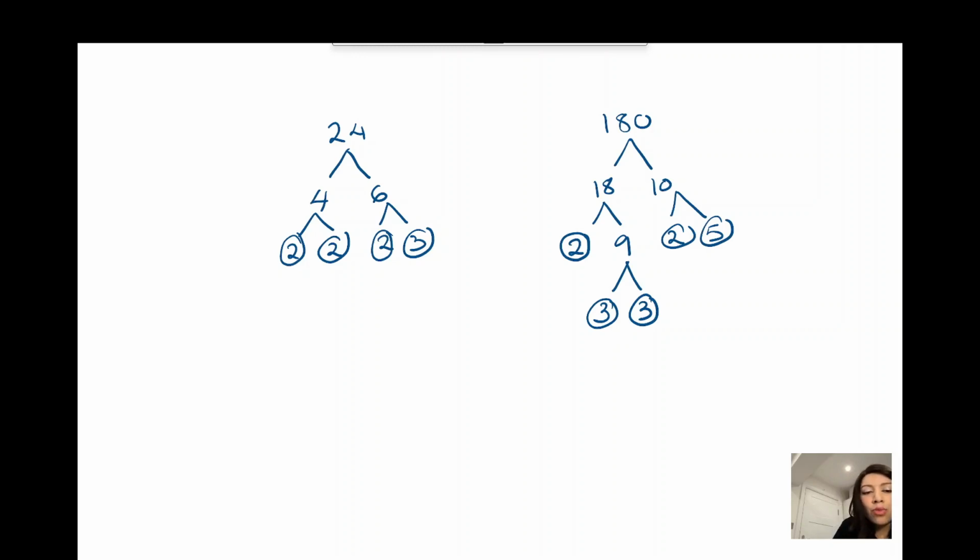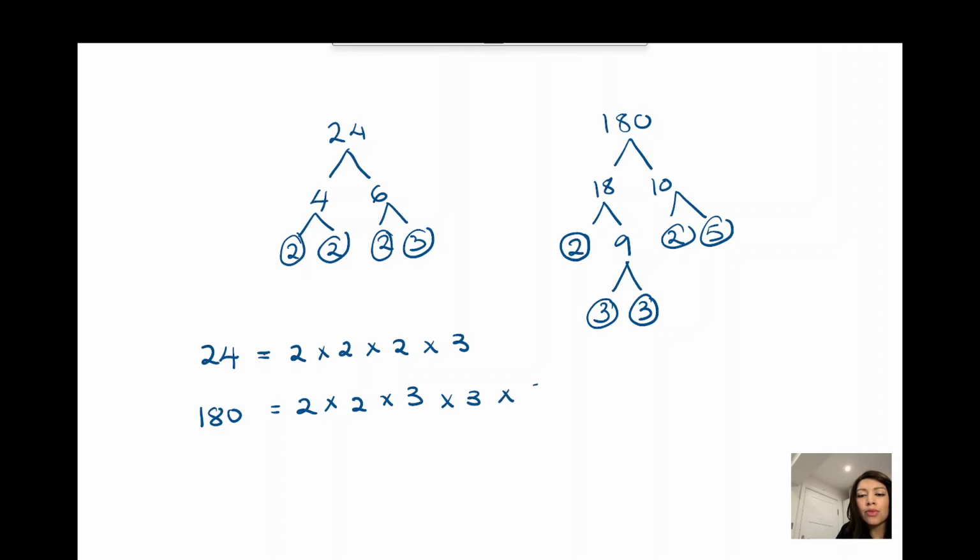Now what we said was writing 24 and 180 as a product of their prime factors. So what we do is we write 24 is equal to 2 times 2 times 2 times 3. And 180 is equal to 2 times 2 times 3 times 3 times 5. Now I've written them in order. Remember, when we were looking at factor trees, it's always best to write them in order and to keep your working neat.